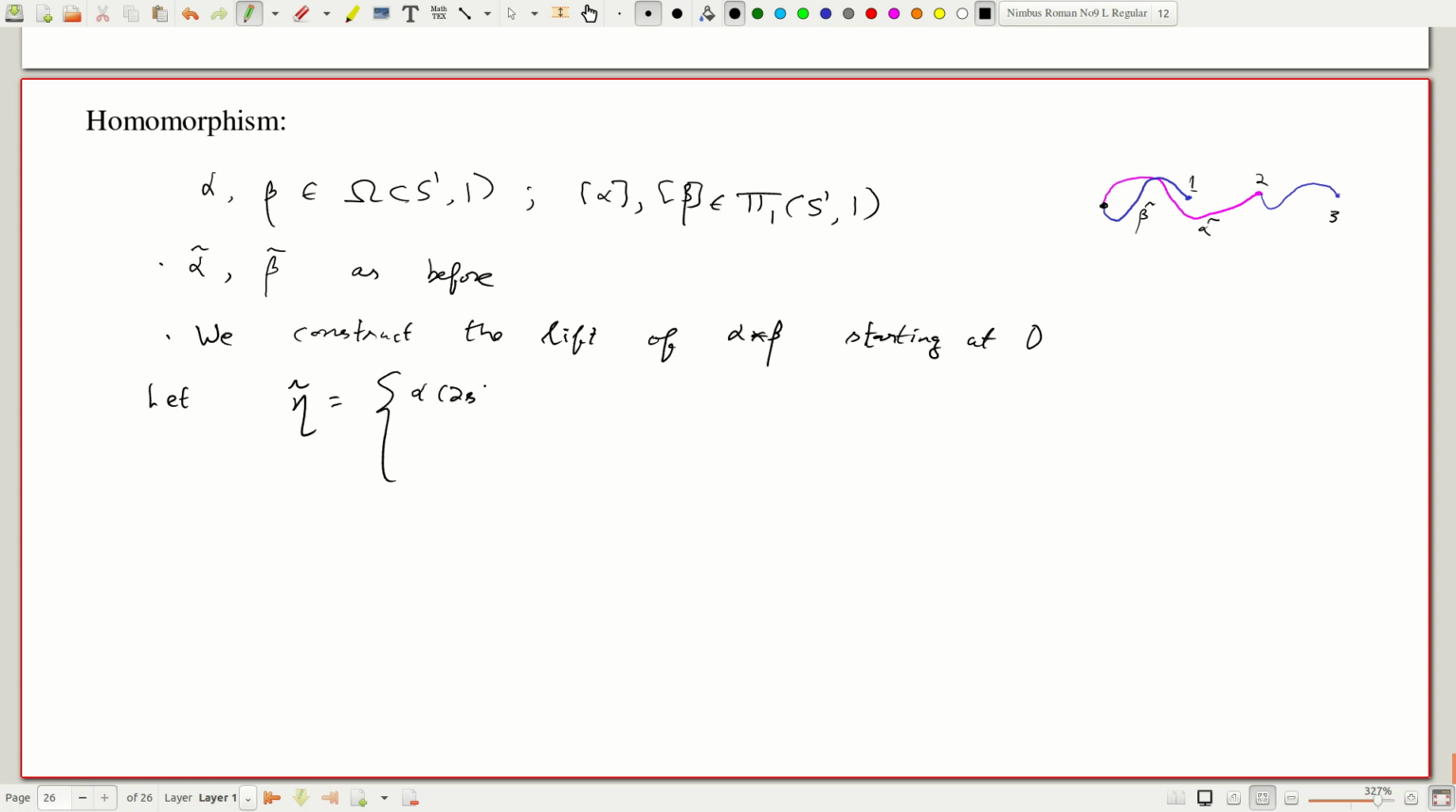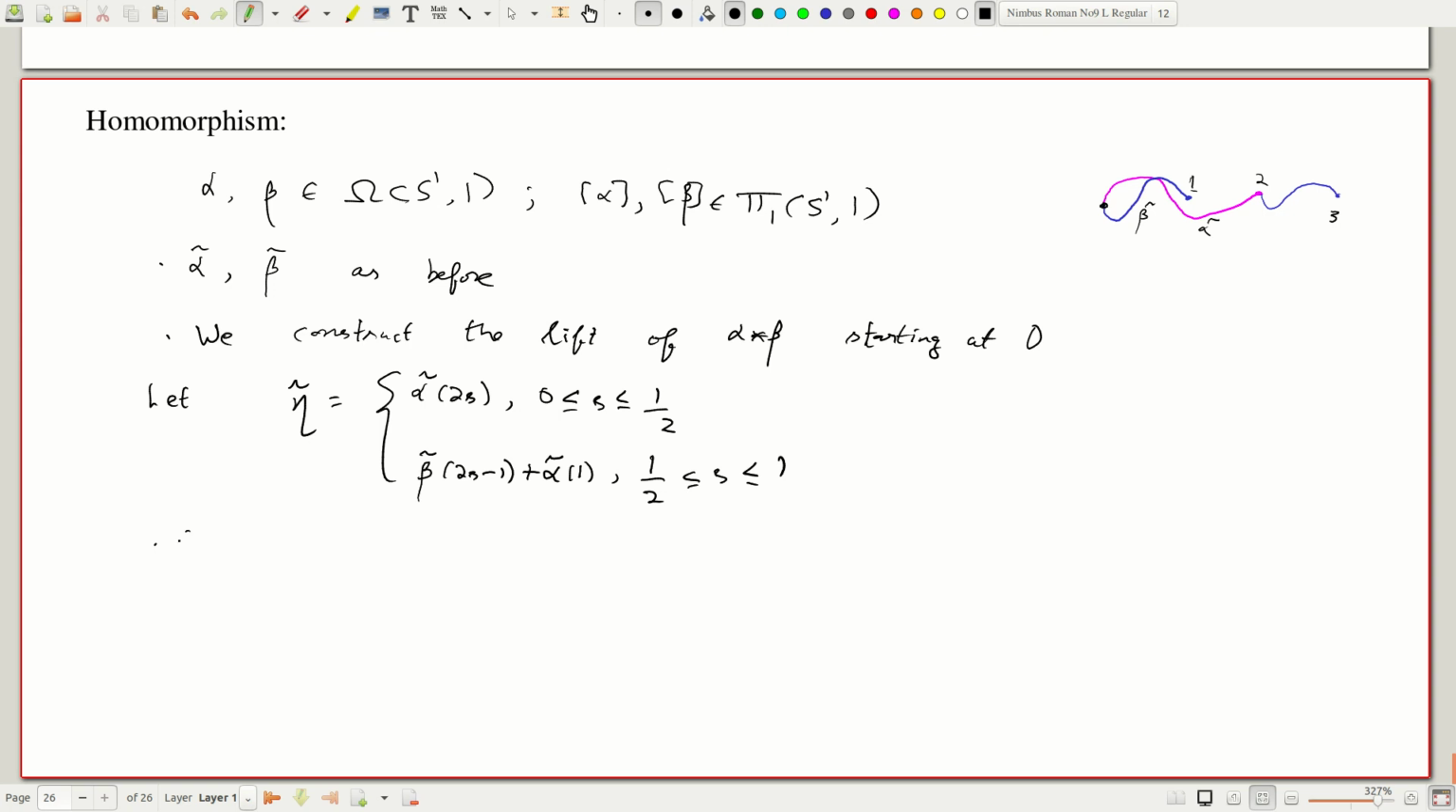This is going to be alpha tilde of 2s if 0 is less than or equal to s is less than or equal to half. And how about when half is less than or equal to s is less than or equal to 1? It's going to be not just beta tilde of 2s minus 1, which is what it would be if you had a star, but we are going to add alpha tilde of 1 to that, because I want to begin where the previous curve ended, which is alpha tilde of 1.